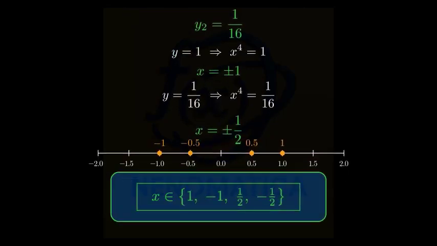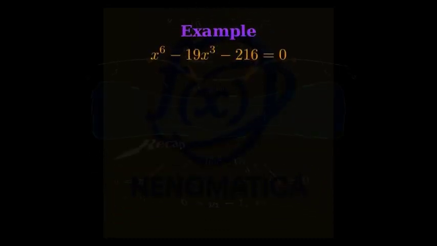Recap. We use the substitution y equals x to the 4th to turn an 8th degree equation. In this example, we will solve the equation x to the 6th minus 19x cubed minus 216 equals 0 using a clean substitution strategy, then the discriminant, and finally the quadratic formula to get the solutions for x.